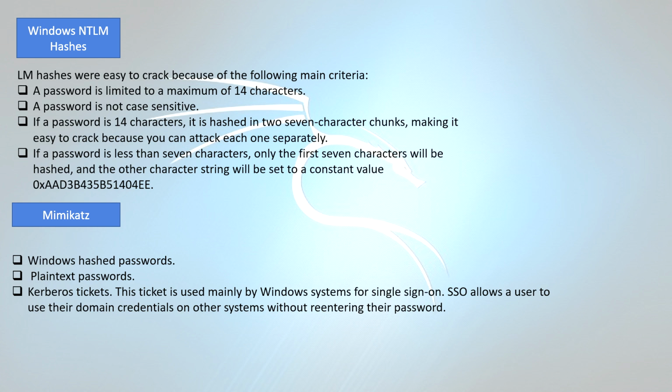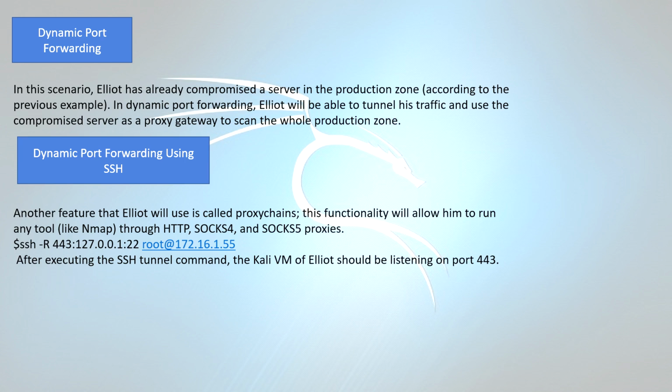If the password is 14 characters, it is hashed in two 7-character chunks. If the password is less than 7 characters, only the first 7 characters will be hashed. Dynamic port forwarding: another feature, and you will use proxychains with any tool after the command.